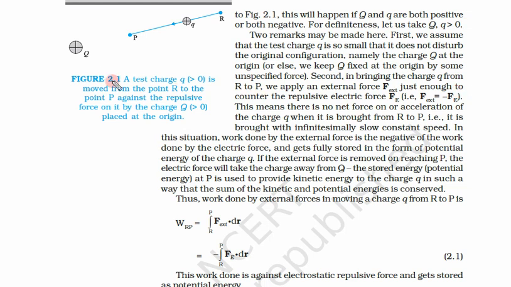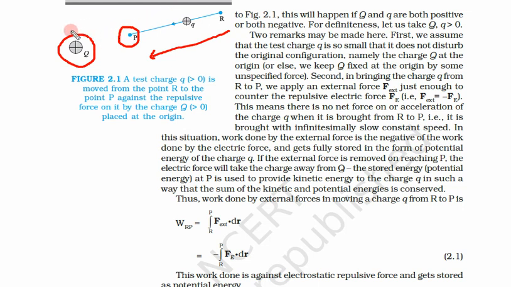So we were seeing that in the electric field of this capital Q charge, which is positive, we are bringing this small charge from R to P, and we are working with a force F external. As soon as this reaches this point P, a potential energy is stored because of the work done on this charge, and we remove this F external force.